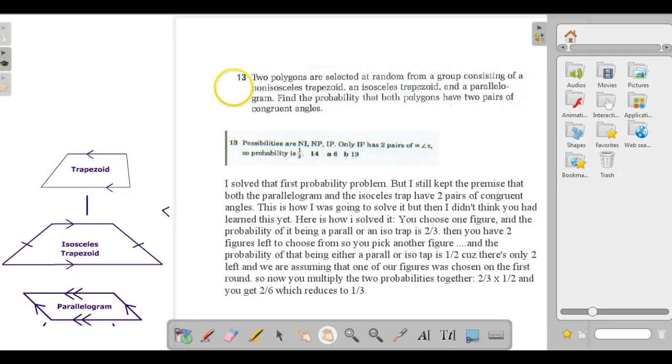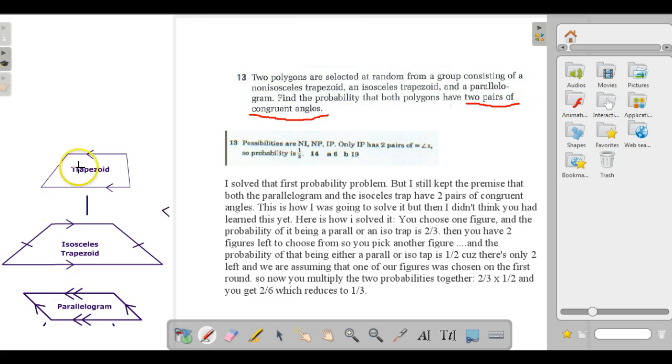Okay, two polygons are selected at random from a group consisting of a non-isosceles trapezoid, which is this one, an isosceles trapezoid, which is here, and a parallelogram. Find the probability that both polygons have two pairs of congruent angles. So this is what we're looking for, two pairs of congruent angles. So that's the first thing that we have to do.